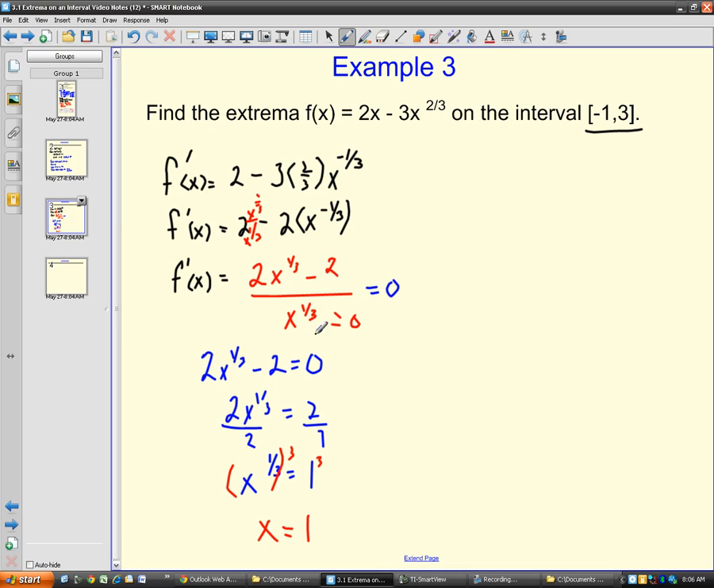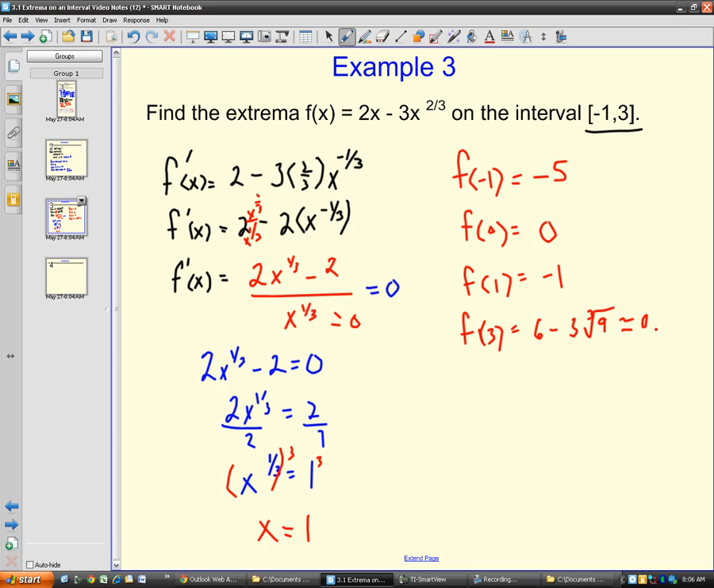So now I have f of -1, f of 0, f of 1, where 0 and 1 are my critical numbers, and then f of 3, where -1 and 3 are my endpoints on my closed interval. So plugging these back into the original function will give me the highest and lowest y value. Plugging negative 1 into the original function, I get negative 5. Plugging 0 in, I get 0. Plugging in 1, I get negative 1. And plugging 3 into this function, I end up with 6 minus the cube root of 3 times the cube root of 9, which is approximately negative 0.24. So just do the math, plug it in, and you should get these numbers.